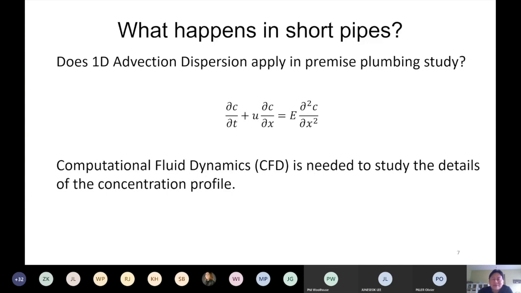But what happens in very short pipes, like in the premise plumbing case, maybe 10 meters, 20 meters, or even 5 meters? Can the 1D advection dispersion equation be applied or not? We think a computational fluid dynamics tool may be needed to study the details of the concentration profile of the species or constituents within the premise plumbing system.